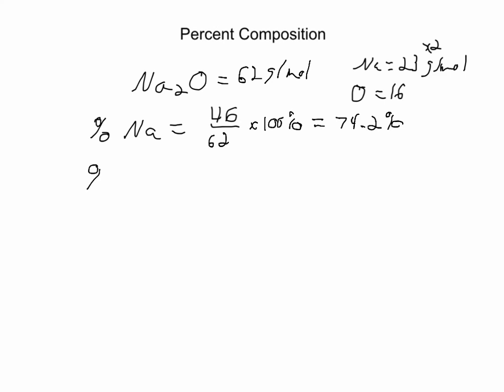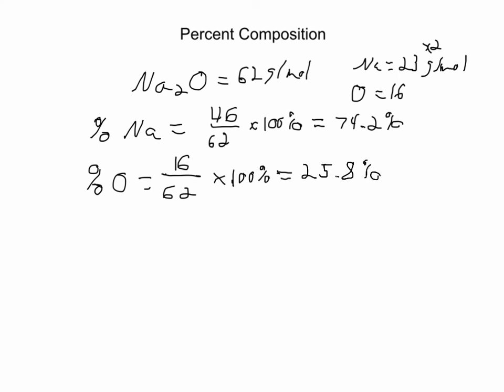And last, we will do the same for oxygen. Oxygen total mass is 16. There's only one oxygen, so we don't have to worry about doing anything to that molar mass. Total mass of the compound is still 62 times 100%, and that will equal 25.8% for the oxygen. Again, if we add these up, 74.2 plus 25.8 does equal 100%.